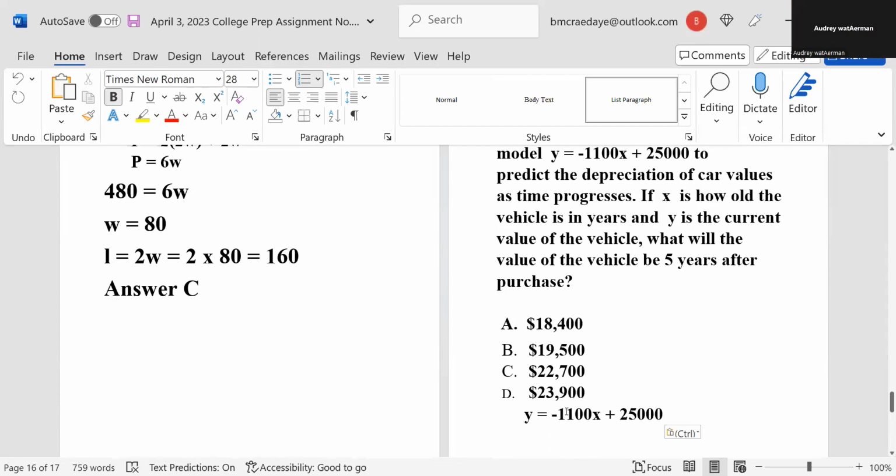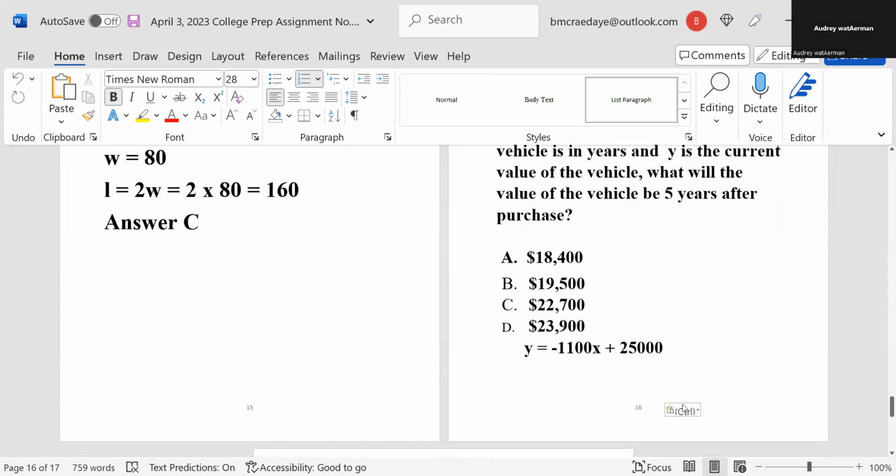So multiply 1100 and 5, then subtract that from 25,000. So I got 22,000. That's what I had here. That one would give you the answer.